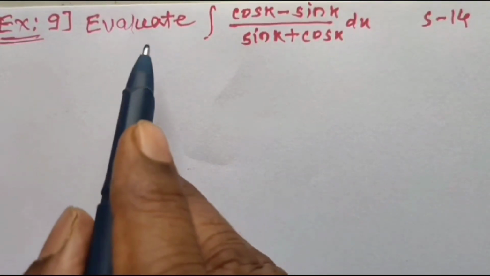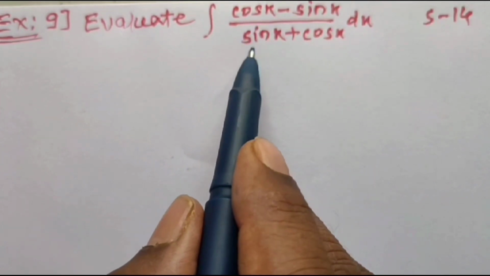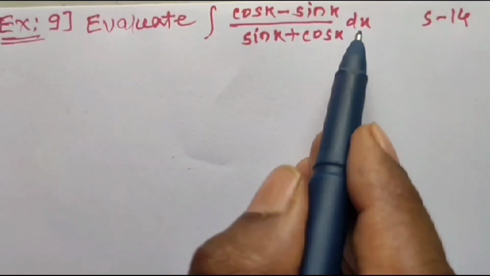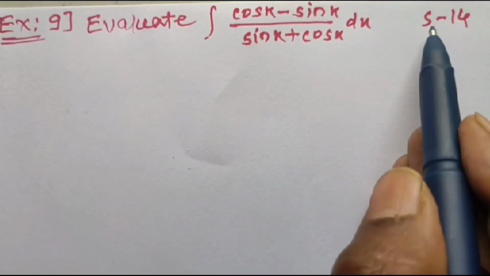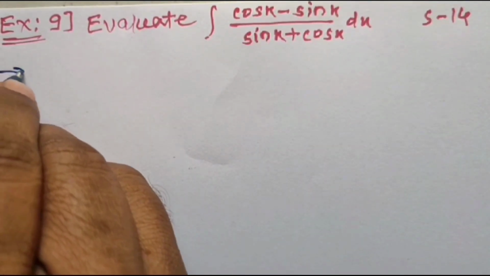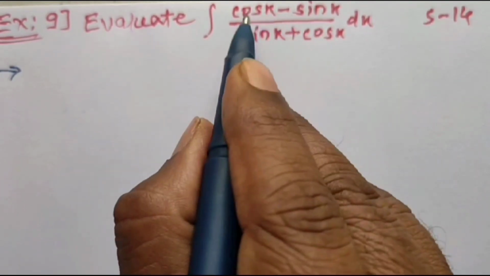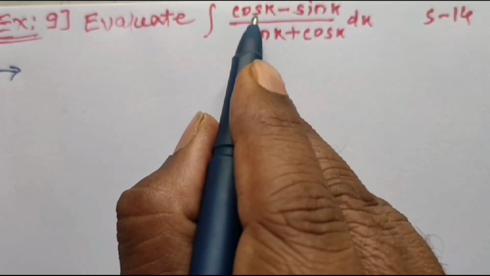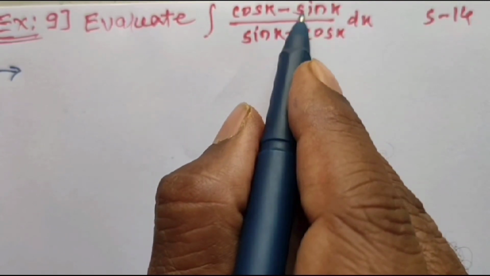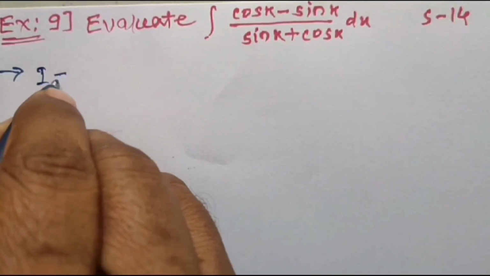Example number 9. Evaluate the integral of cos x minus sin x divided by sin x plus cos x with respect to x. This sum appeared in summer 14 for 4 marks. To evaluate this integral, the denominator is sin x plus cos x. The derivative of the denominator is the numerator. The derivative of sin x is cos x and the derivative of cos x is minus sin x. So first of all, express the given integral like this.